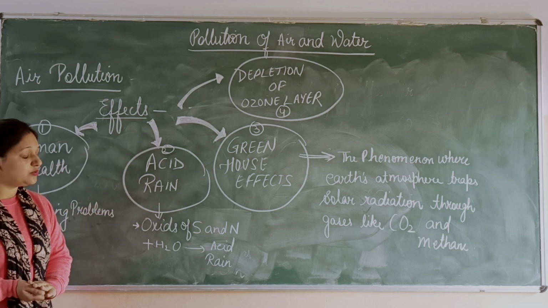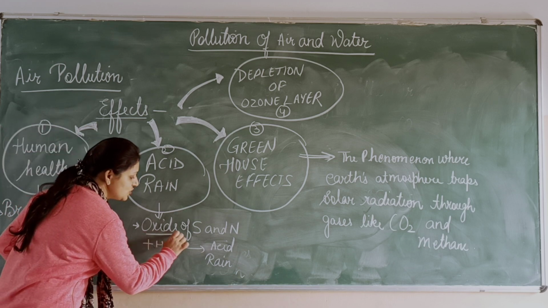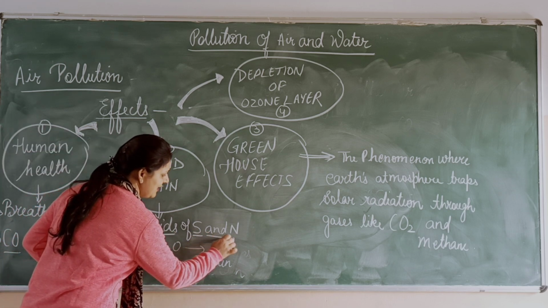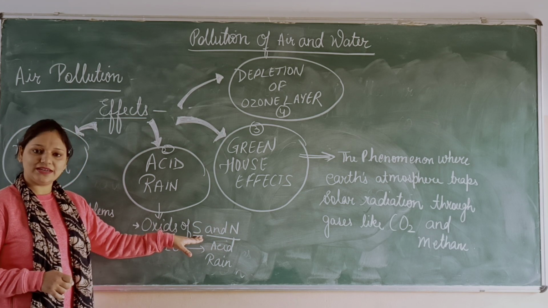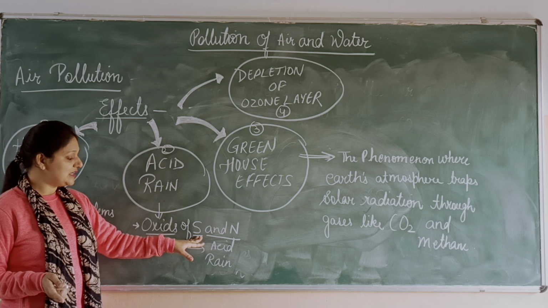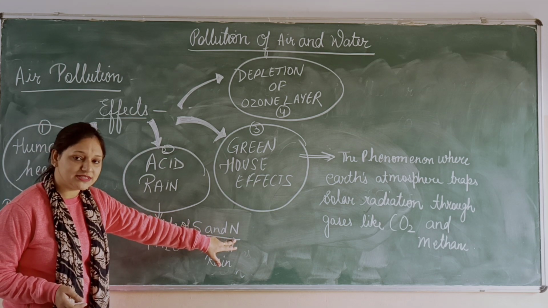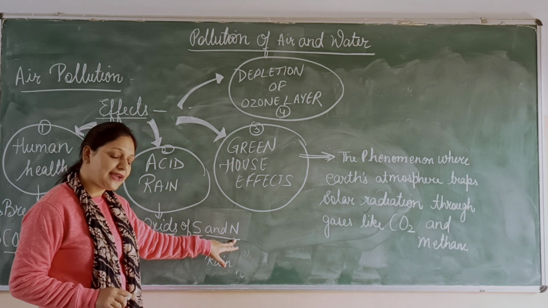So what is acid rain? Who is going to tell me? Let us understand. Oxides of S and N. So what is S here, students? It is the chemical symbol of sulfur. Very good. So oxides of sulfur and N, it is the chemical symbol of nitrogen.